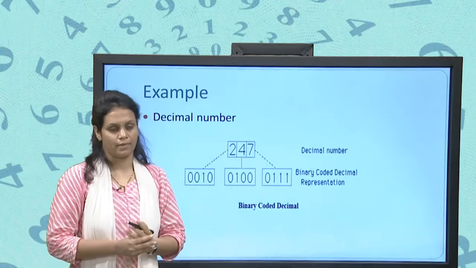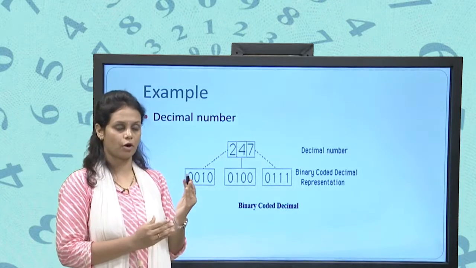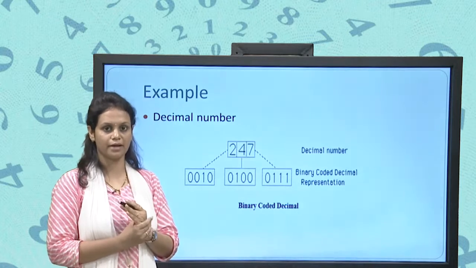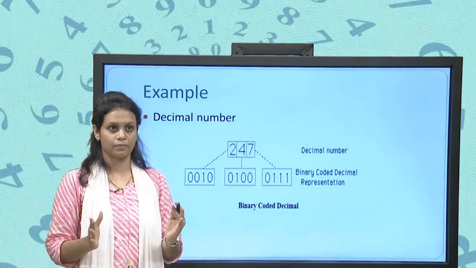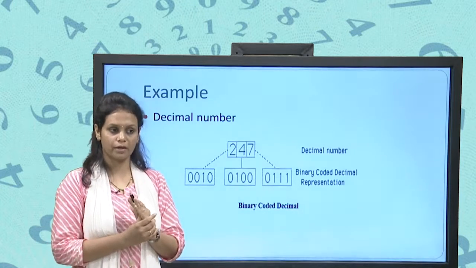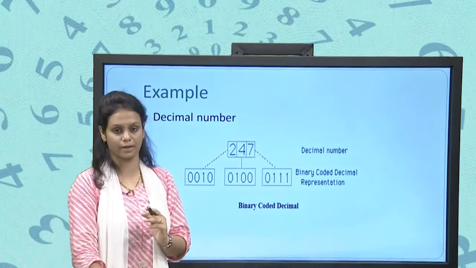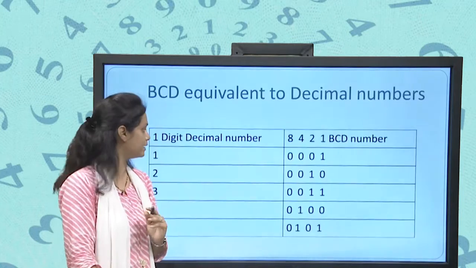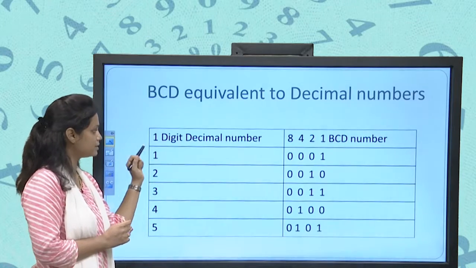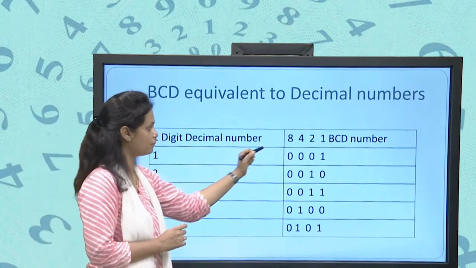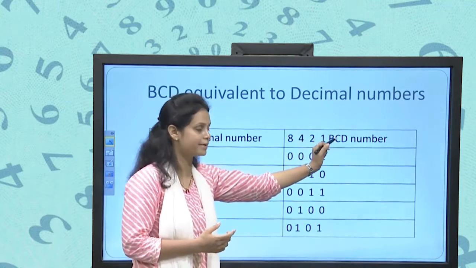I am repeating, for the conversion from decimal to binary coded decimal, first of all we separate each and every digit in the decimal, and we use 4 bits to represent a single decimal digit. We will see some more examples. Fine. So that you will get the proper idea. See, first we'll see how to convert a 1 digit decimal number to the 8421 binary coded decimal. BCD is the short form of binary coded decimal.